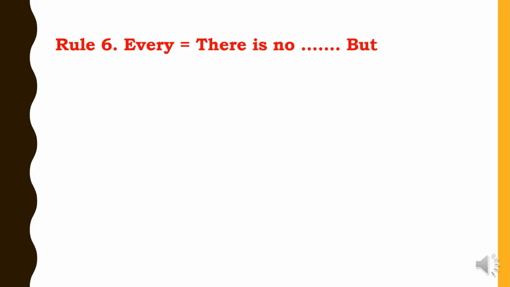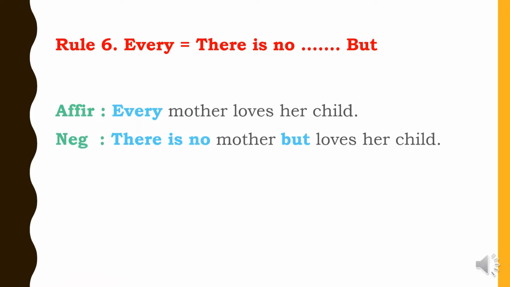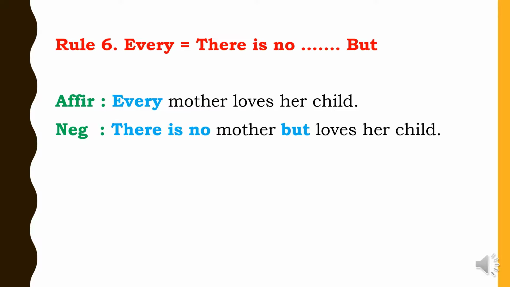Rule 6. If any affirmative sentence starts with the word every, then we have to follow the given structure, and the structure is there is no ... but. Let's make it clear with some examples. Every mother loves her child. You see here the sentence starts with the word every, and that's why we have to use the given structure.